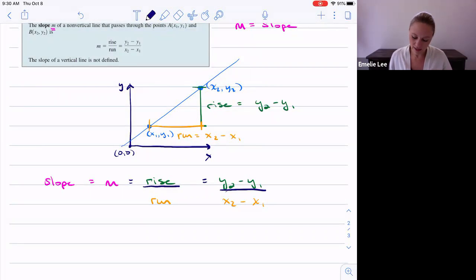The slope just tells us how steep this line is. If you've got a large slope, then you've got a really steep line. If you've got a small slope, then you've got this kind of shallow line. Okay.